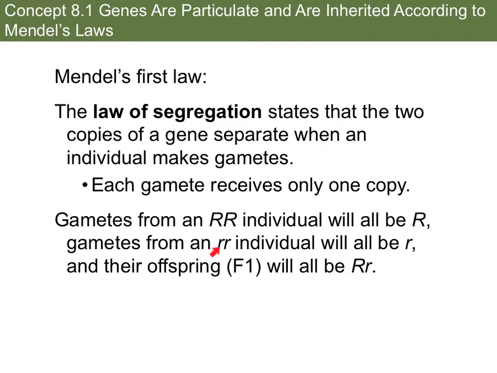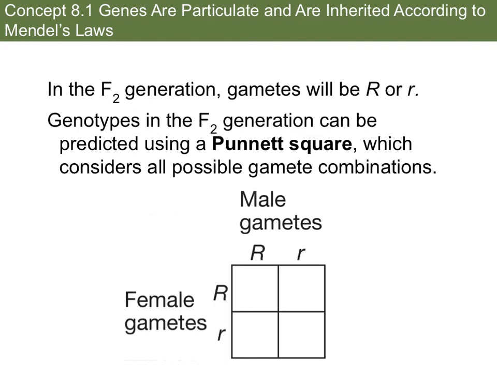Gametes from a homozygous recessive condition will only be recessive, lowercase r. Their offspring, shown in the F1 generation, will all be big R, little r, or what is known as heterozygous. In the F2 generation, gametes will be big R or little r. This is, again, because in the F1 generation they were all heterozygous, so they'll be big R or little r.